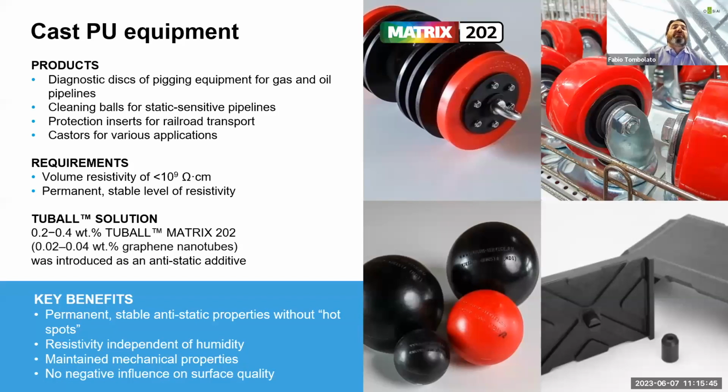Another application, different from roller and sleeves, but it makes sense to mention here. Diagnostic disc for a gas and oil application. The target was volume resistivity below 10^9 ohm per centimeter, and the target was achieved using a dosage of 0.3% of TUBALL matrix 202. Again, this conductivity was independent of the condition, and the dosage of nanotubes did not affect negatively the mechanical properties of the pure polyurethane system.